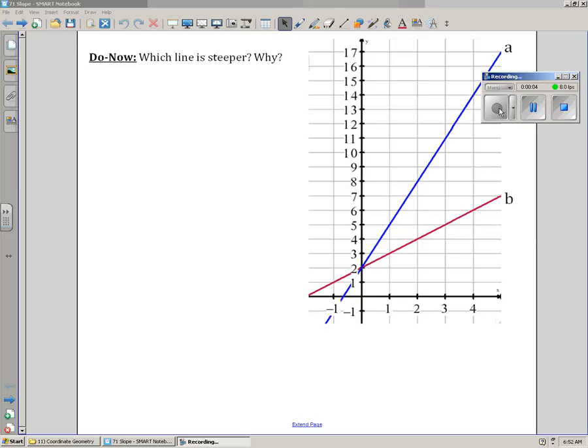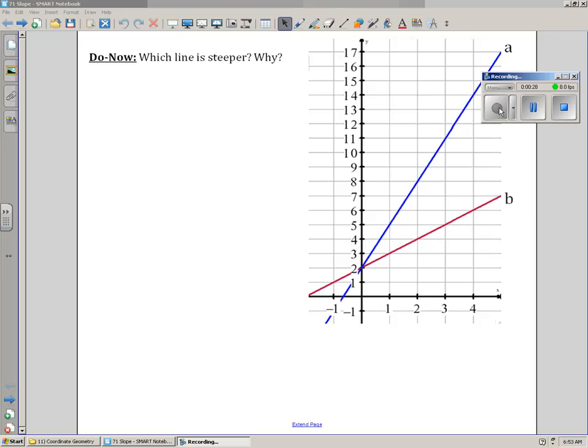Okay, this is a review lesson on slope. It is a topic that's going to come up now in our curriculum, but you've done it in 8th grade, you did it in 9th grade, so I think a good idea to save some time so we can do some of the harder stuff in class is to do this as a video lesson. So the do now question is, which line is steeper and why?